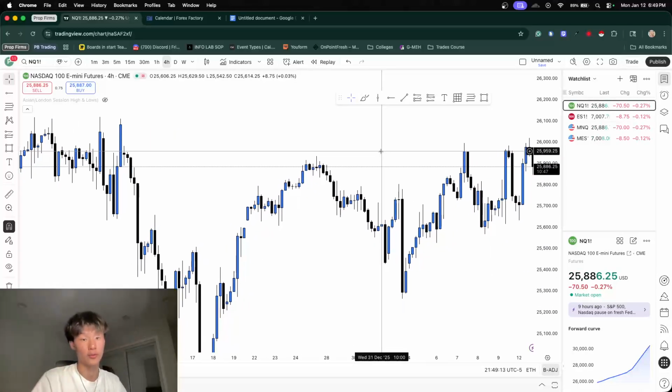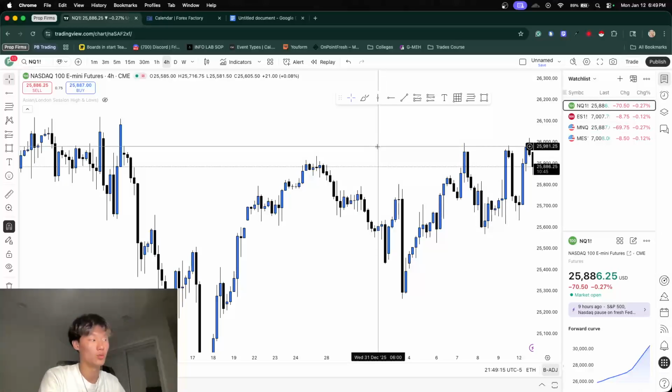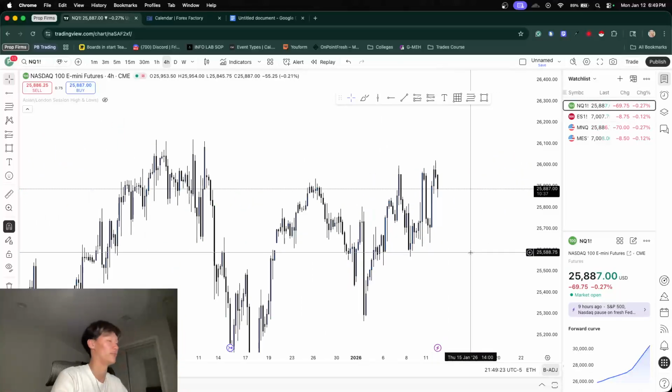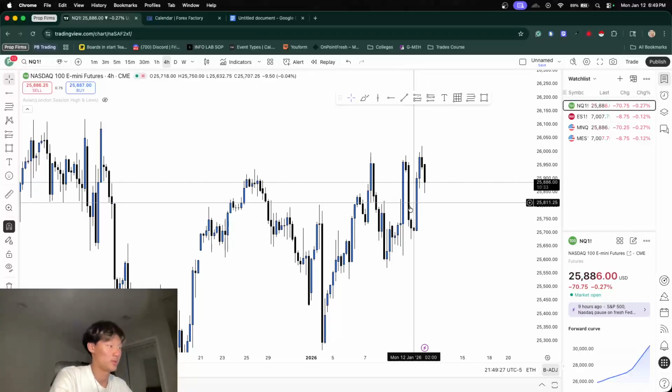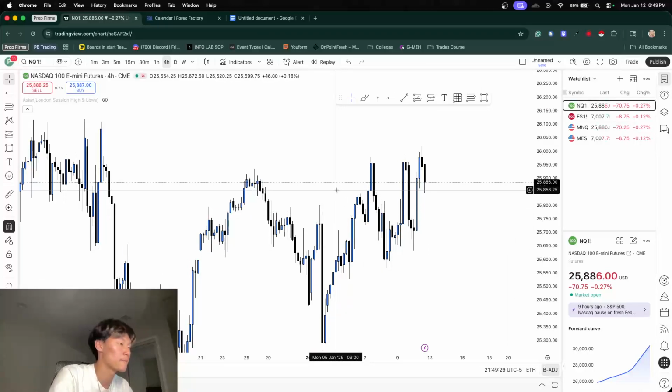Draws of liquidity, by the way, are liquidity levels that price wants to head to and take out, like pass through, to fill those orders. Okay, so now we have.